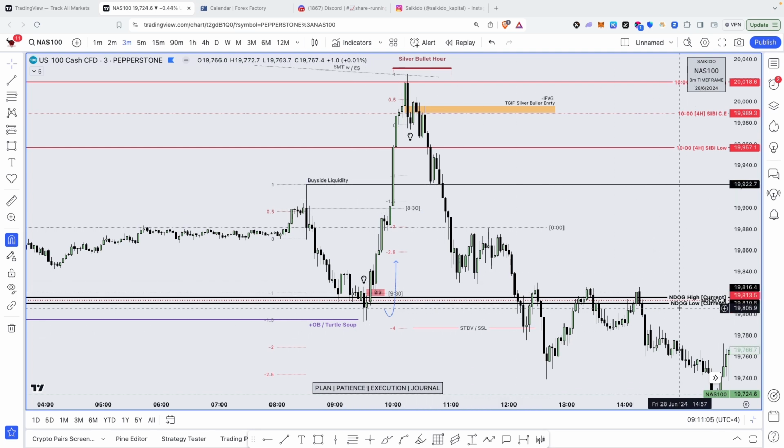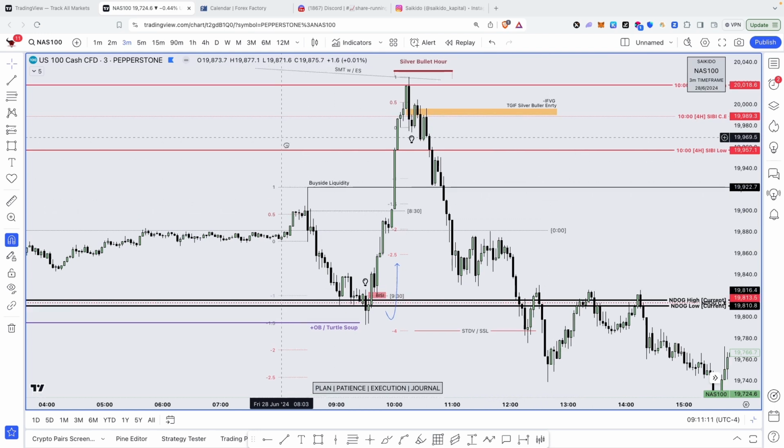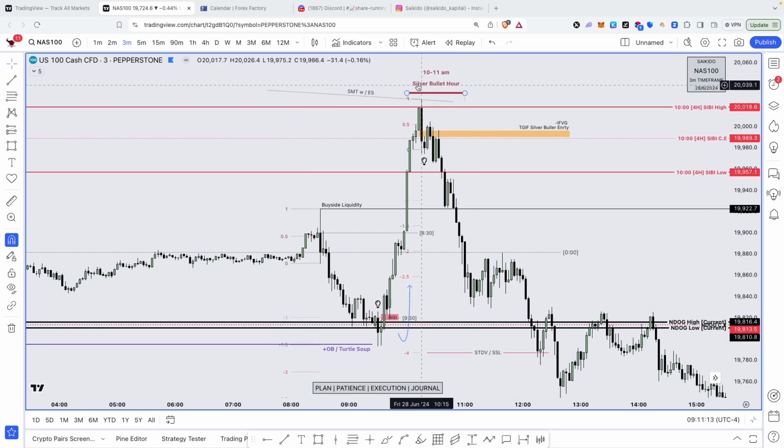And also this new day opening gap is still a draw for the day. That's another confluence. And yeah, so this was a beautiful trade. It covered a lot of things. Silver bullet, SMT, the dealing range, the change state of delivery, also the standard deviations and how you use them to take profit. You just measure the manipulation legs and then you project your standard deviations.